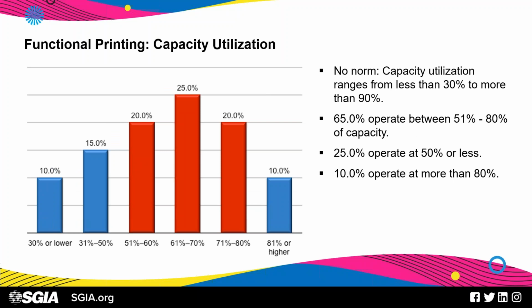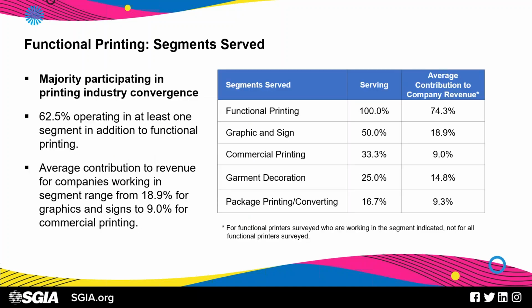Capacity utilization. As with commercial printers, there is no norm for capacity utilization among functional printers. Again, the rates range from 30% or less to more than 80%. However, as the 3 red bars show, 65% operate somewhere between 51 and 80% of capacity. In comparison, about 1/4 operate at 50% or less, and just 1 in 10 operate at more than 80%.